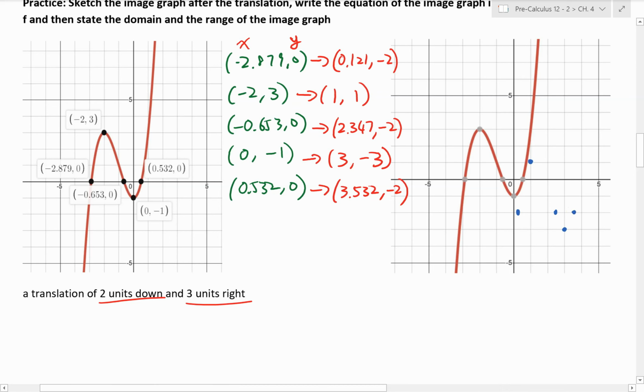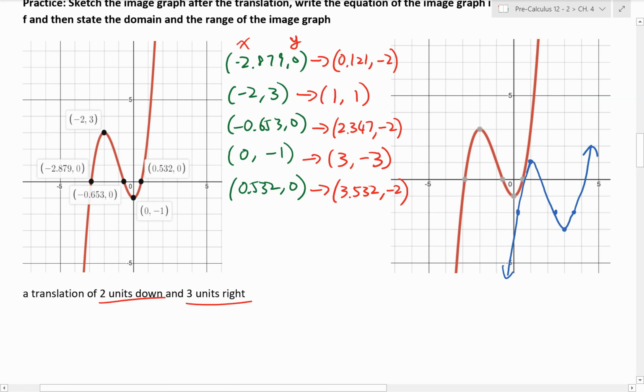So the shape will not change. Notice how the shape is not going to change. So really we just need to join them now. Something like that. Here is my answer.